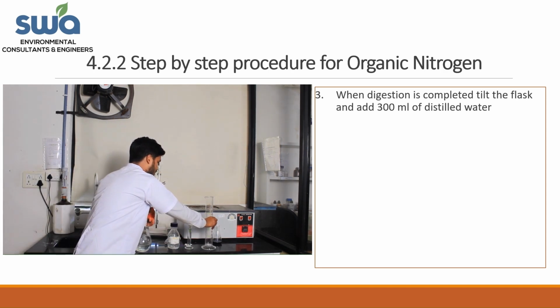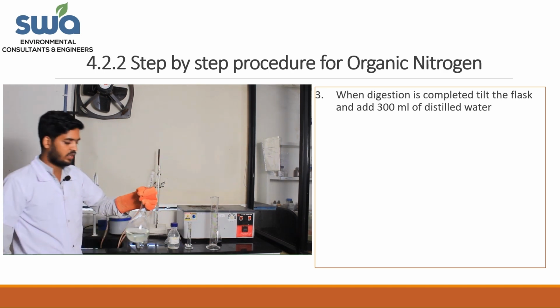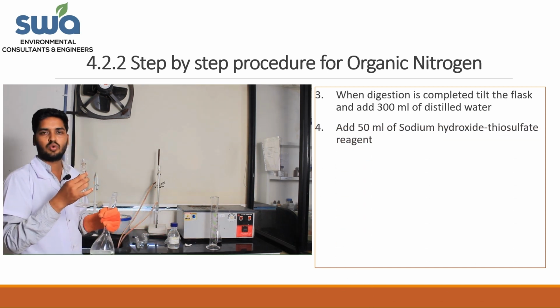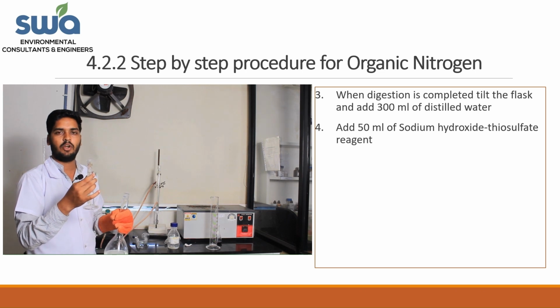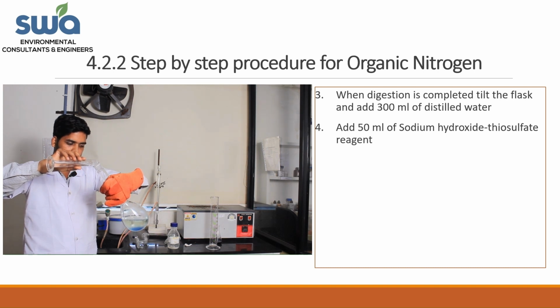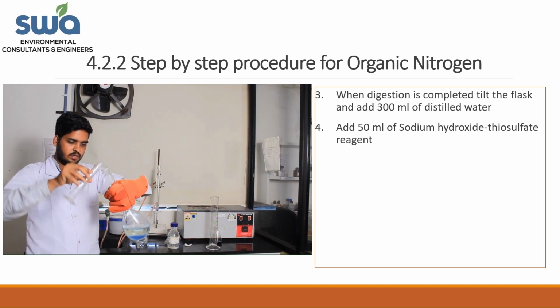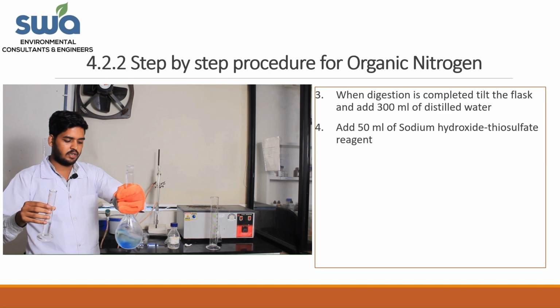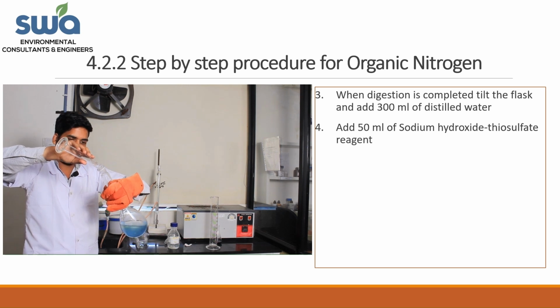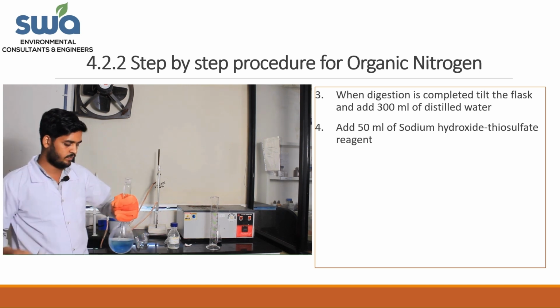So now when distilled water is added, add 50 ml of sodium hydroxide, sodium thiosulfate solution. Tilt the flask. So you can see the color is changing. Shake it slowly and add the whole 50 ml of sodium hydroxide, sodium thiosulfate solution.